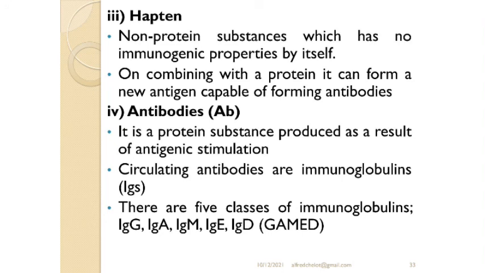Then antibodies are protein substances that are produced as a result of antigenic stimulation. Circulating antibodies are referred to as immunoglobulins, and there are 5 of them: immunoglobulin A, G, M, E, and D. You can remember them using the acronym GAMED, and we are going to discuss these 5 classes of immunoglobulins in our subsequent presentation.